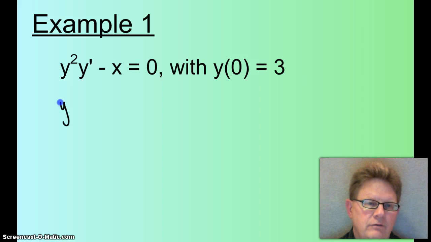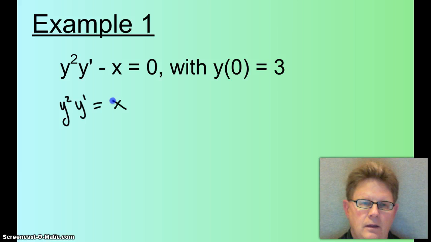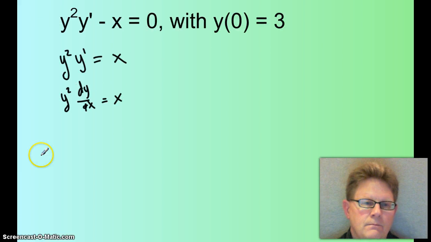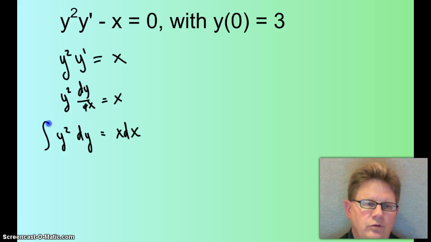So here we're going to get everything we can on one side that has X or maybe a constant in it. Okay, we've now separated it into Y's on this side, X's on that side. Okay, now we're going to change Y prime to dy/dx. Multiply both sides by the differential dx. So y squared dy equals x dx. Now we're ready to integrate both sides.